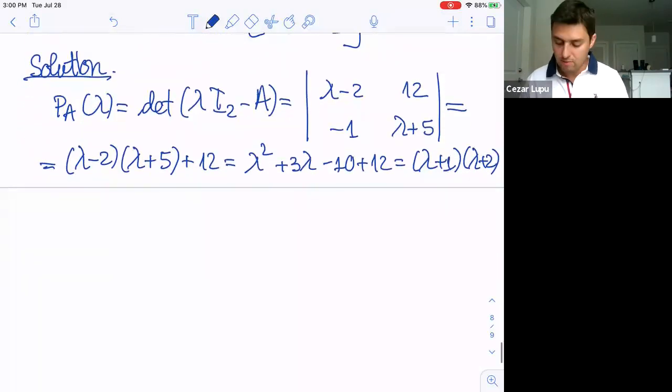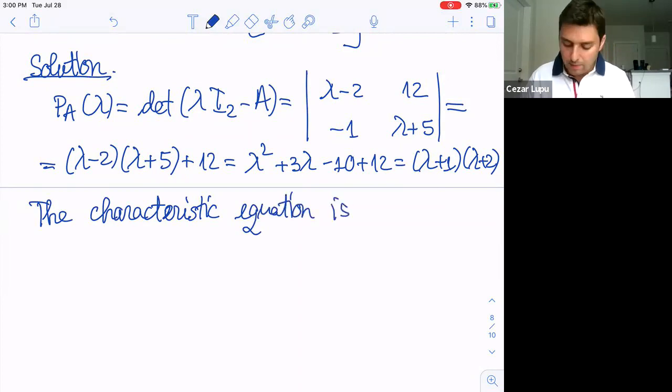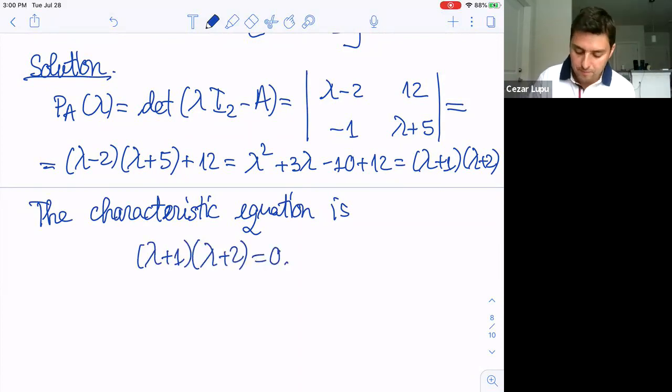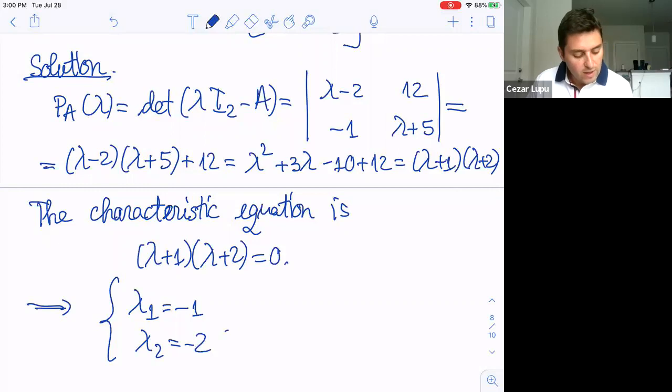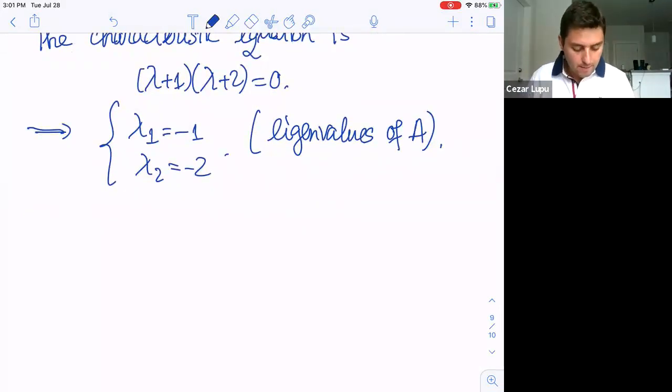So once we set this equal to 0, the characteristic equation is lambda plus 1 times lambda plus 2 equal to 0, which gives us what? From here we'll infer that lambda 1 is -1, and lambda 2 is -2. So these are the eigenvalues of A. Right? And now for each eigenvalue, we need to find the corresponding eigenvector.